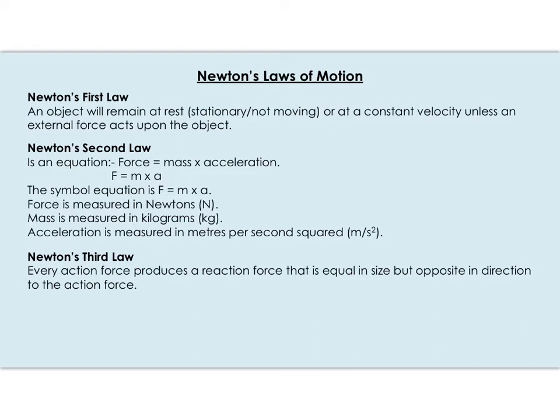Newton's second law of motion is best known as an equation, and that equation is that force is equal to mass times acceleration. We use the symbols F for force, m for mass, and a for acceleration. You need to know that force is measured in newtons, which are named after Sir Isaac Newton, whom all these laws are named after as well. He defined the newton as the force required to accelerate an object of 1 kilogram by 1 meter per second squared. And that's the reason why we use kilograms as the units for mass in all physics calculations. Acceleration is measured in meters per second squared.